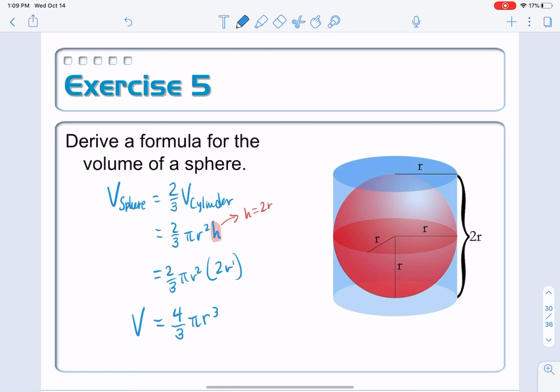And there you have it. There's the volume formula for a sphere, and you only need one piece of information, of course, and that's the radius length. Volume of a sphere, 4/3 pi times the radius cubed.